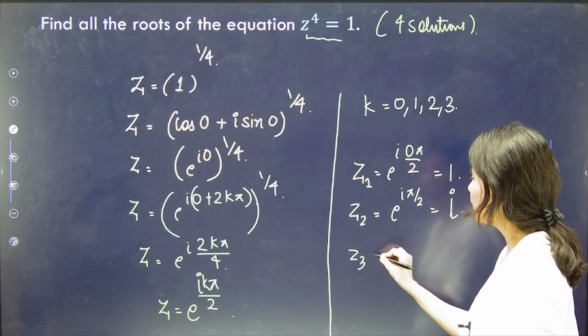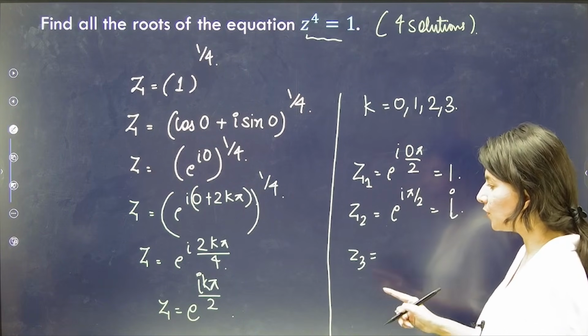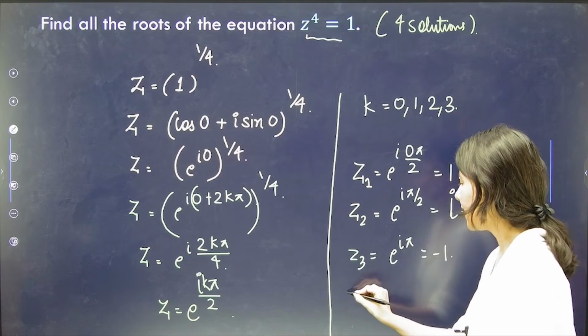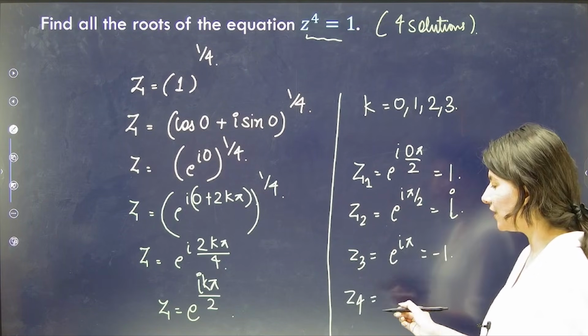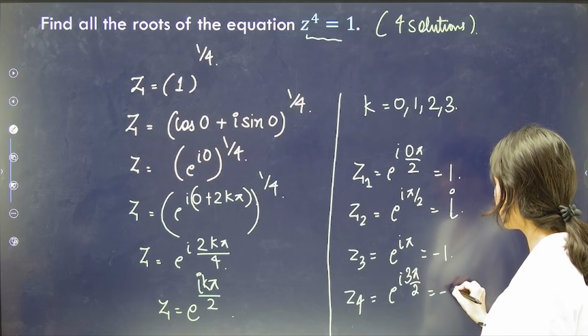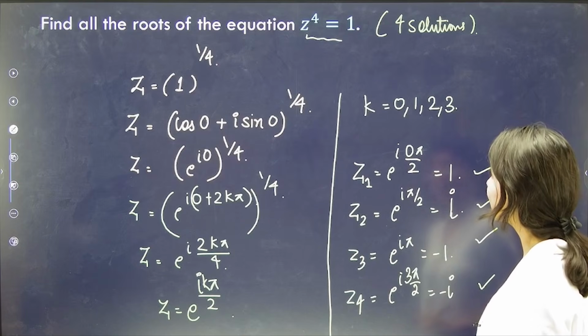Z3, you put k equals 2. So the moment you put k equals 2, 2 pi by 2, e raised to power iota pi. Now this is your minus 1. And last Z4, you put k equals 3, e raised to power iota 3 pi by 2 will be minus iota. So 1, iota, minus 1, minus iota will be the answers.